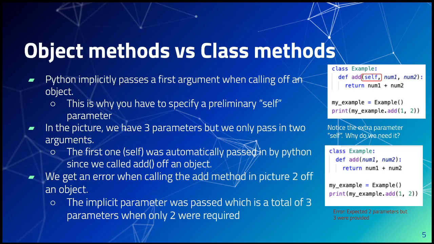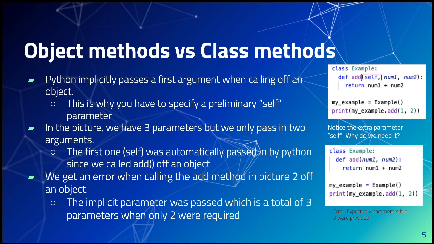Well, what's important to note is that Python automatically inserts the first parameter when calling off an object. So the self is actually implied to be the myExample object. You don't have to pass in any instance for self, because Python will do that automatically. And the actual issue is if you do pass in something for self, you'll fail. It won't work as expected, as you can see in the second example.